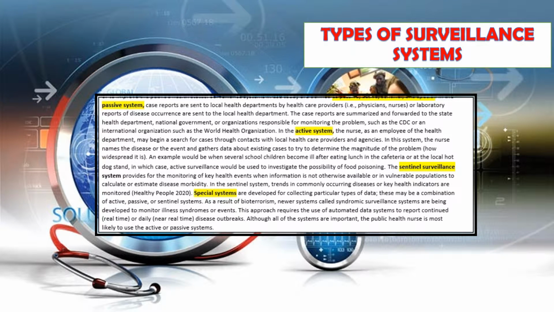Special surveillance systems are developed for collecting a particular type of data. They may be a combination of different surveillance systems put together. Those are special systems. Example, as a result of bioterrorism, newer systems, like you hear about, syndromic surveillance systems, are being developed to monitor illnesses, but the biggest ones are passive surveillance systems and active surveillance systems. Public health nurses are most likely to have access to those two different types of surveillance systems.